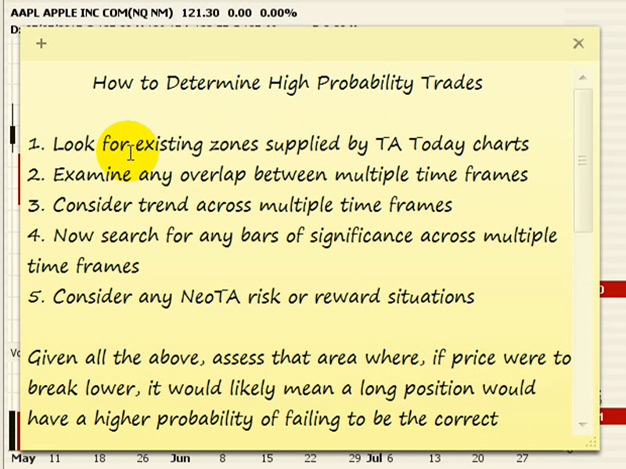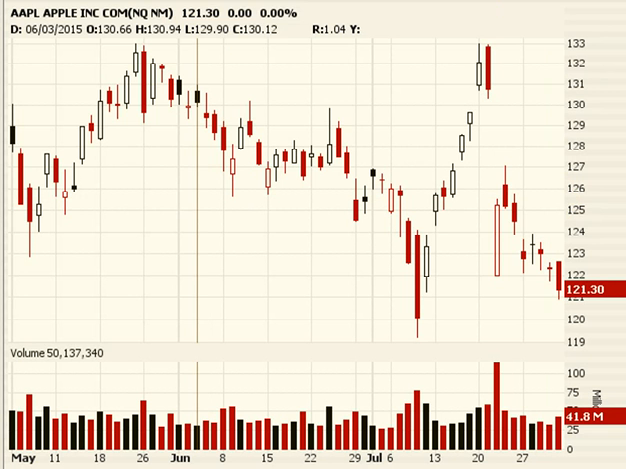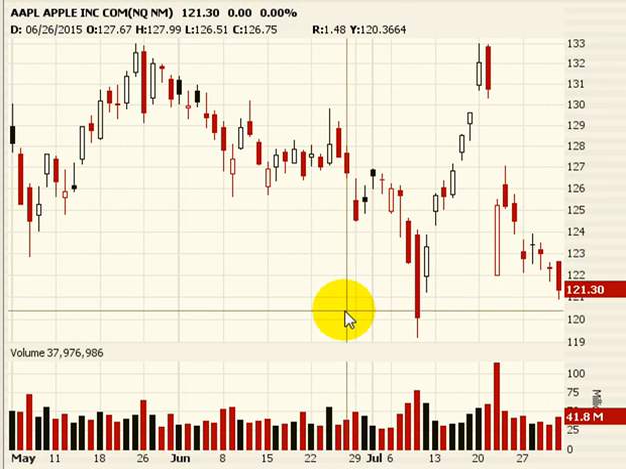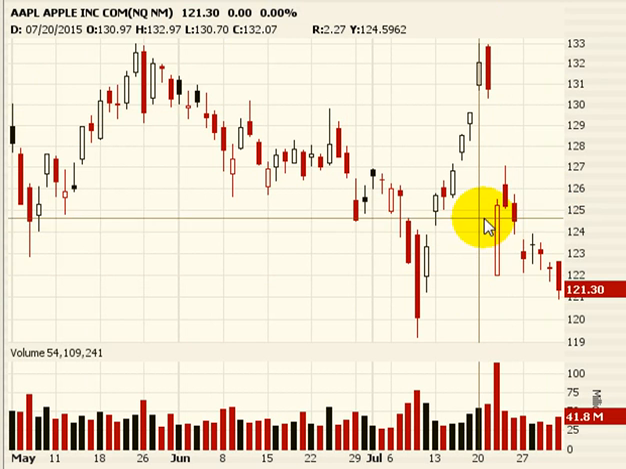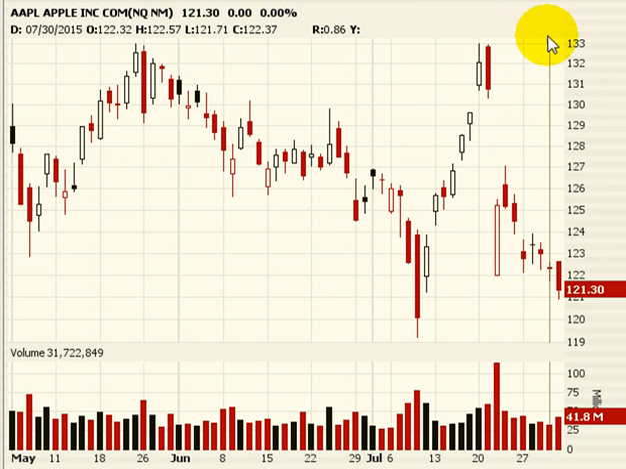How do you even do this? You look for existing zones supplied by the TA Today charts to begin with, but I'm going to back up, and instead of doing that, I'm going to take a different charting system. I put it on 3 months, and I'm looking at Apple, and I'm going to look at the constructs that I can see without the TA Today support and resistance zones to begin with. And so what do I see on this chart to begin with?